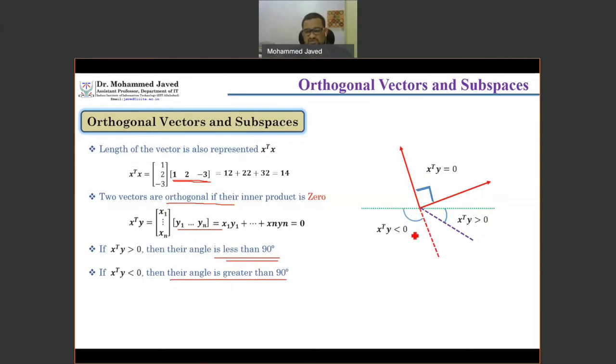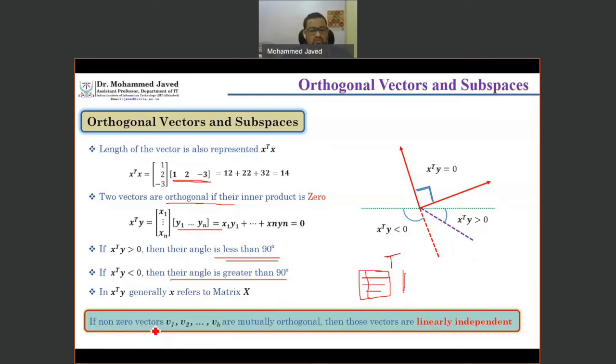You can see, if these two are the vectors and x transpose y is less than 0, that means their angle is greater than 90 degrees. And x transpose y generally refers to matrix X. So usually we multiply a matrix times a vector, right? So this is represented as x transpose and this is a vector y. Suppose if we represent it in this manner, then every row will be multiplied by this particular column.